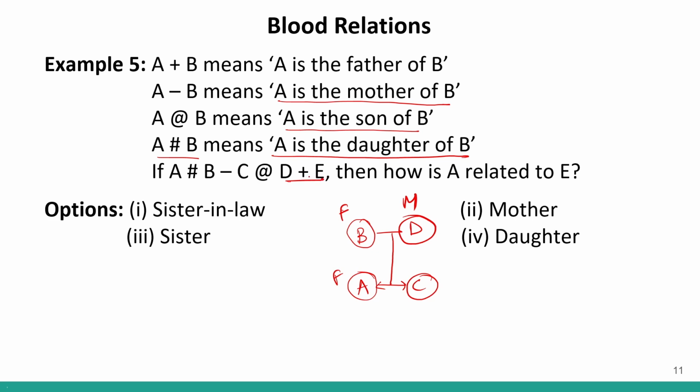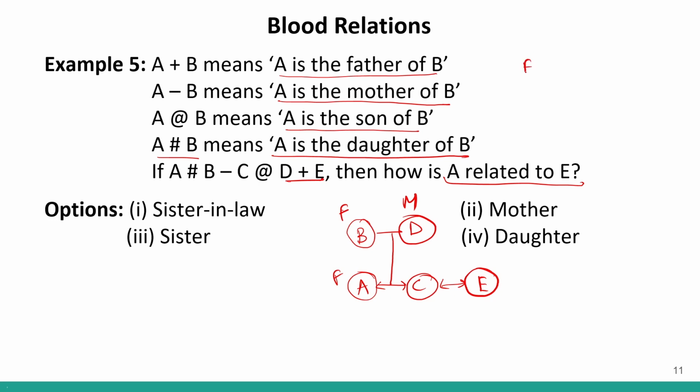Then D plus E means D is the father of E, which means they have another sibling called E. So B and D have 3 children, A, C, E. Gender of A is known, but gender of C and E is unknown. The question is, how is A related to E? We have to find out the relation of A with E.